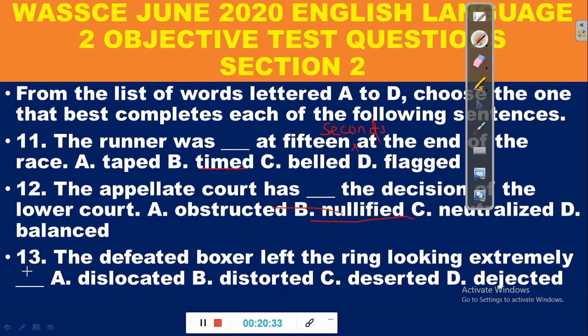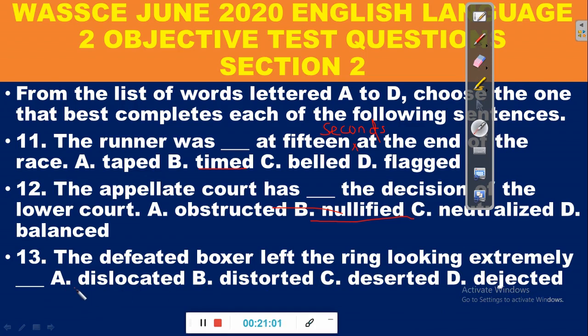All right, let's move on to question 13. In question 13, what do we have here? The defeated boxer left the ring looking extremely dash. A. Dislocated. B. Distorted. C. Deserted. D. Dejected. All right, let's begin to look at them one by one.